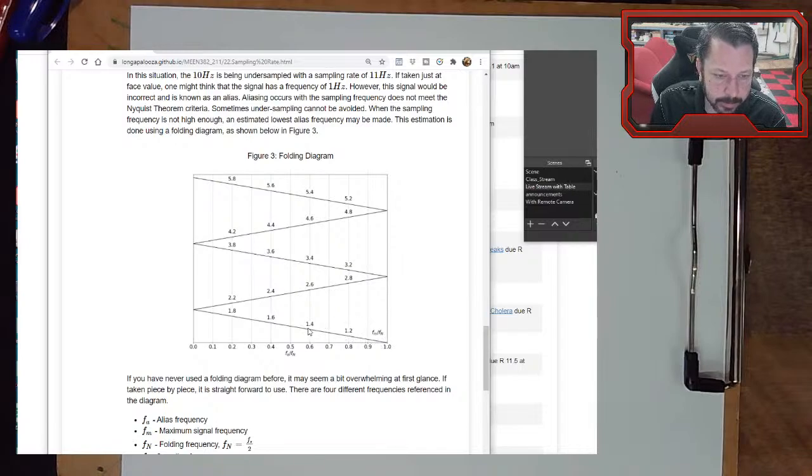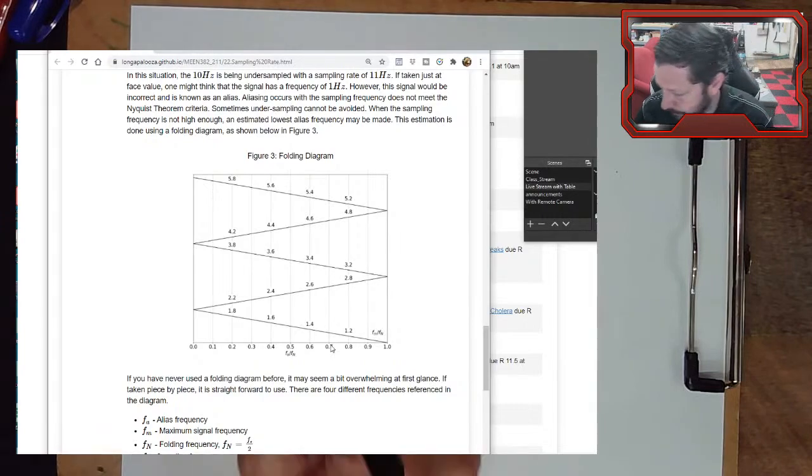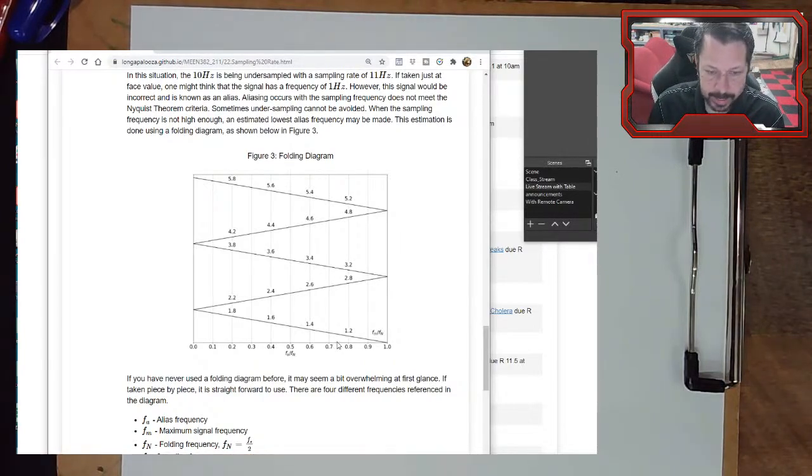So I go up here looking for 3.3. There's 3.2, there's 3.4, so 3.3 is this line in the middle. And then I drop down to this number, 0.7. So that is, if you notice the x-axis down here, FA over FN equals 0.7. If I had an FM maximum of 10 hertz divided by folding frequency of 3.3.